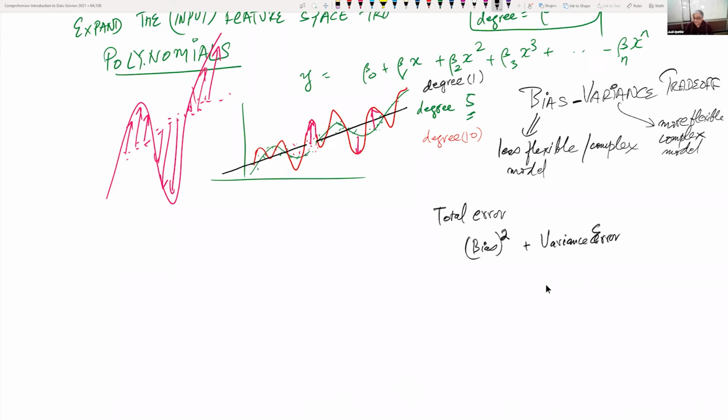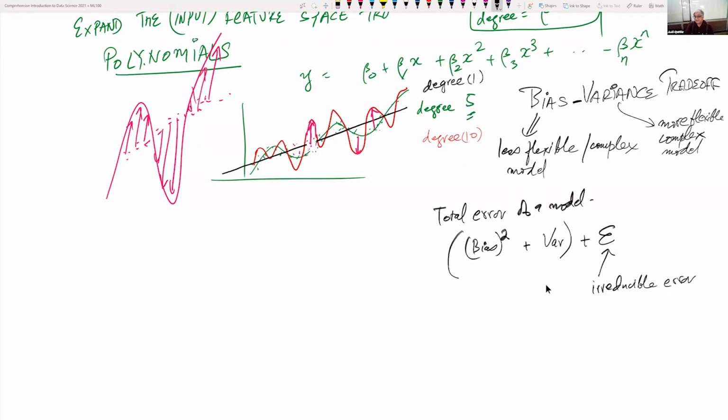Variance error, which people often shorten, so I won't write variance error. Let me just say var. You'll often see this notation: var plus our familiar epsilon. What do you think this is? Irreducible error. The irreducible error doesn't go away, but in any model, the total error of a model is the sum of these.